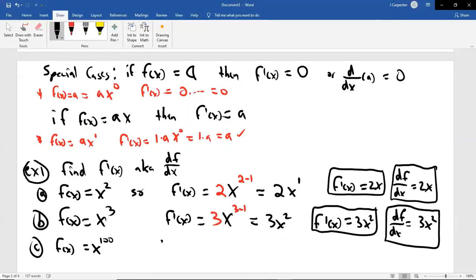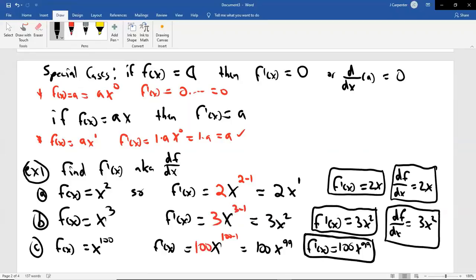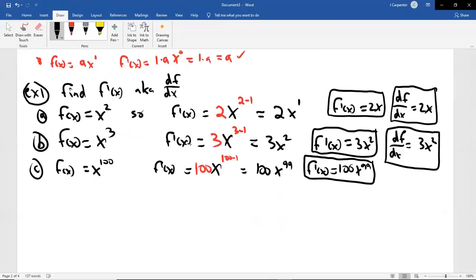But with this power rule, f prime of x, bring the 100 out front. Take the x, drop its exponent by 1. See how much quicker it is when I don't have to mess with that blue to black. And you get 100 times x to the 99th. Took me like 10 seconds. I'm going to skip writing the other notation this time. D.